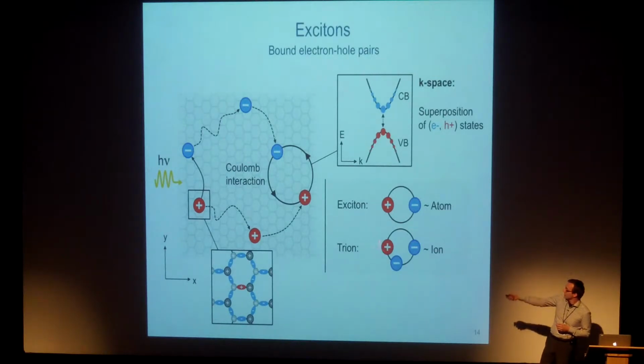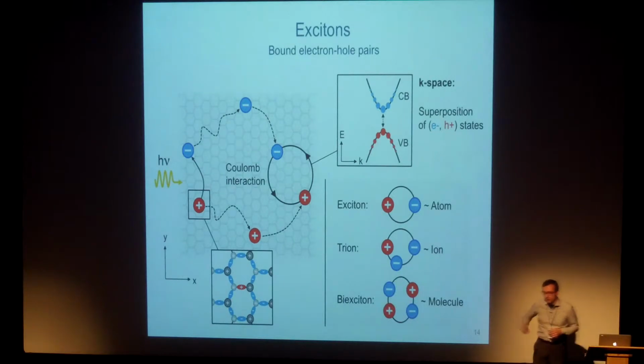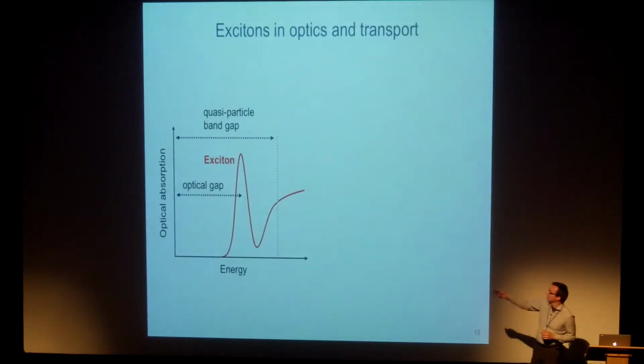However, there are also trions, where an exciton can bind additional charge, which is something like an ion, and it also can bind, so basically two excitons combine together to form a molecule, a biexciton. And as you saw already, excitons are quite important for optics. They usually define the optical band gap and have this peak-like feature, different from the quasi-particle bandgap.